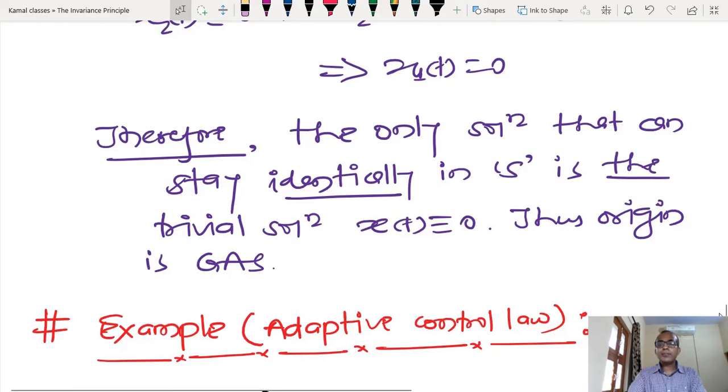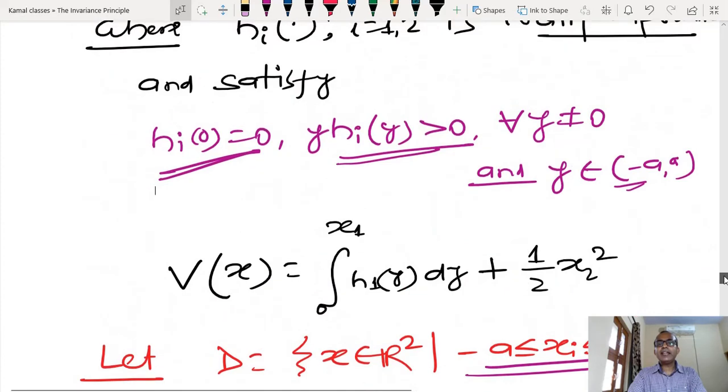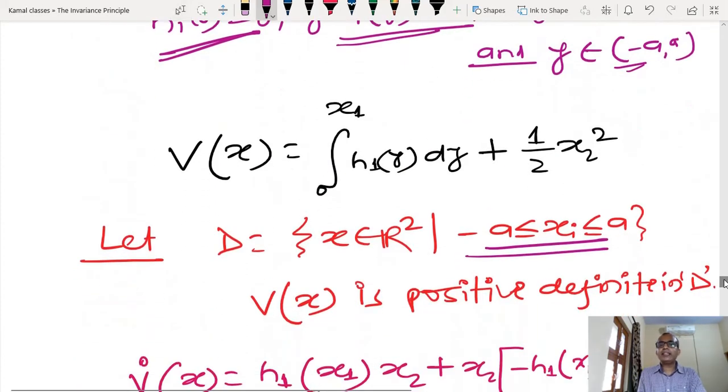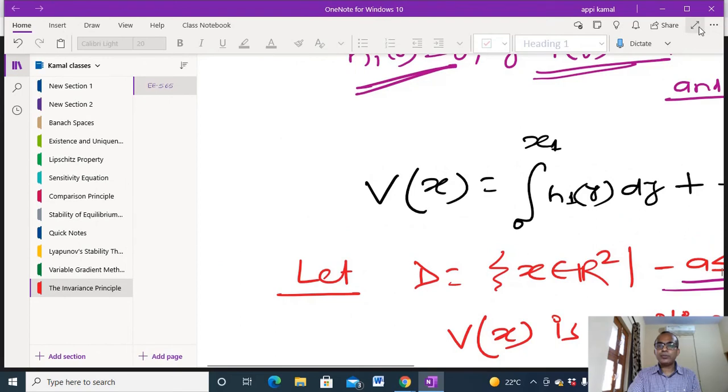Now if the Lyapunov function V(x) I have taken is radially unbounded, and it is possible to show that if I relax the assumption that y lies between minus a and a to any region, then it becomes globally asymptotically stable. Does anyone have confusion on this point? Please let me know. I am going a little bit fast, so if you have any confusion, please let me know.